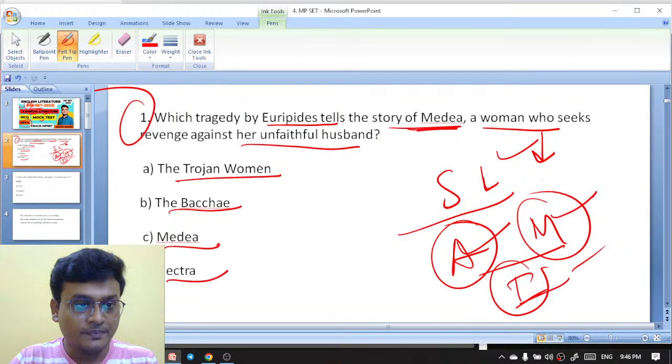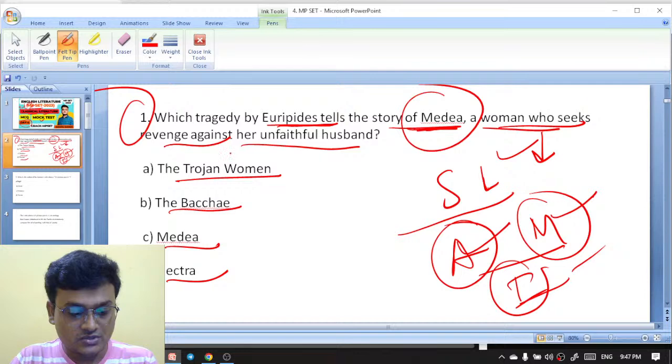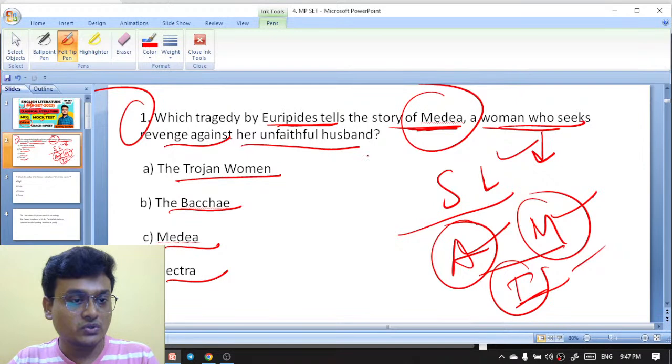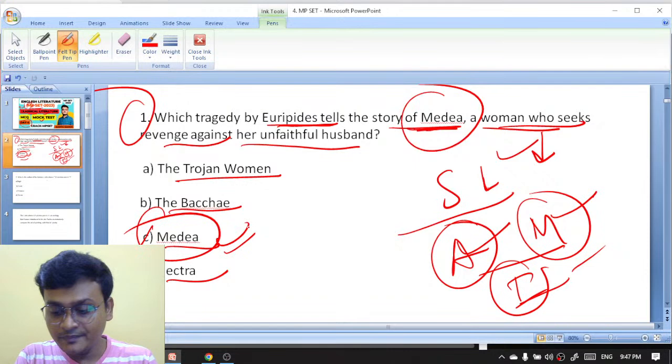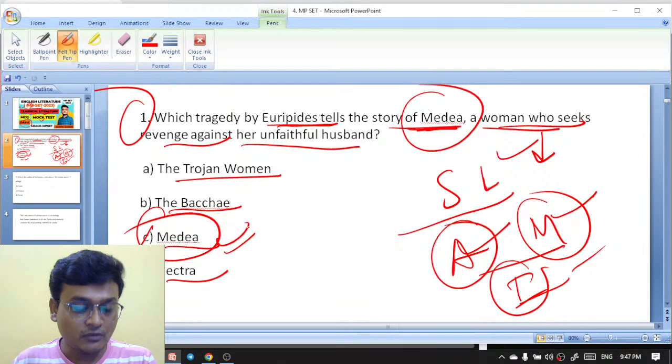Which tragedy of Euripides tells the story of Medea, a woman who seeks revenge? Swati, excellent, it is Swati. These questions are very important for any exam, like any state exam and even for the UGC NET exam. Many a time I have told everyone that the syllabus of UGC NET and state exam is the same. If you prepare daily like this, then when you complete your MA, you will understand what you have acquired, day by day. So stay tuned with this channel. It is actually Medea. Excellent, Swati.